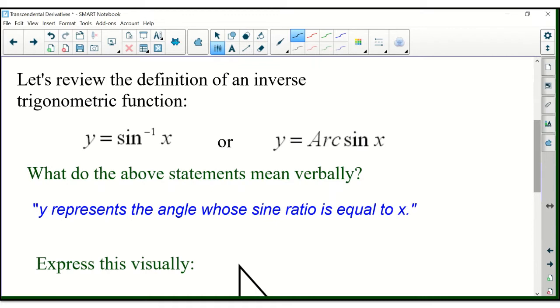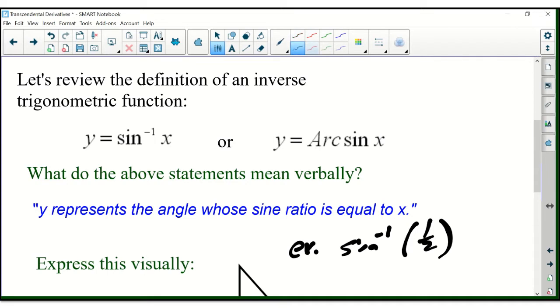So this would be some information which hopefully you have a bit of prerequisite knowledge of. This would mean angle y is an angle whose sine ratio would be equal to x. So for example, if we were to see inverse sine of a half, this would be saying find the angle whose sine ratio is equal to a half.